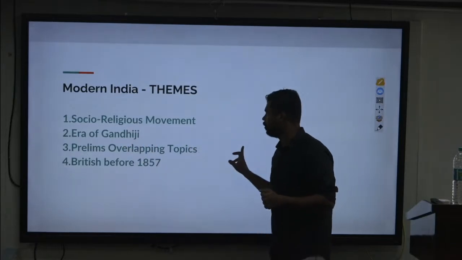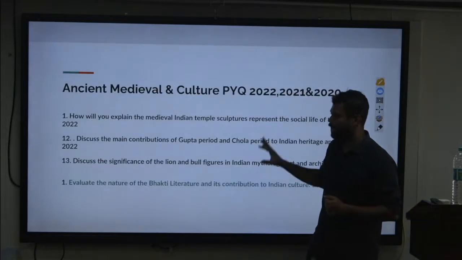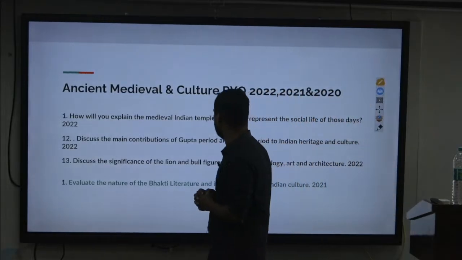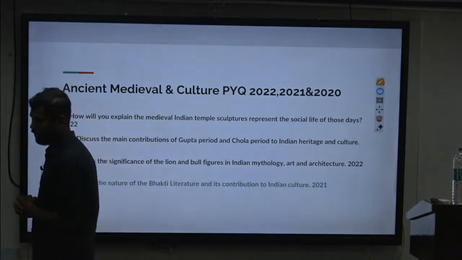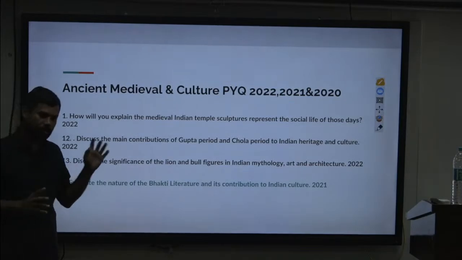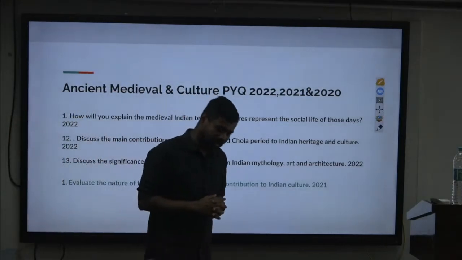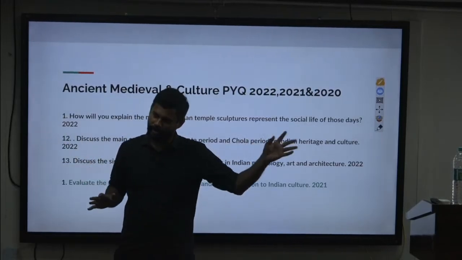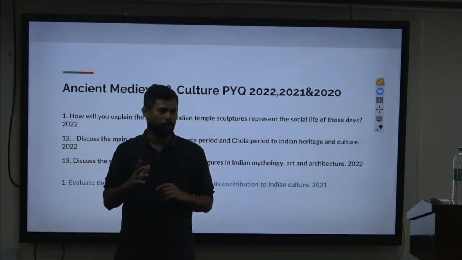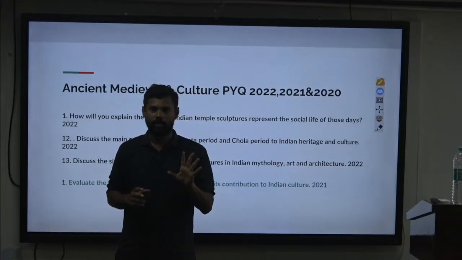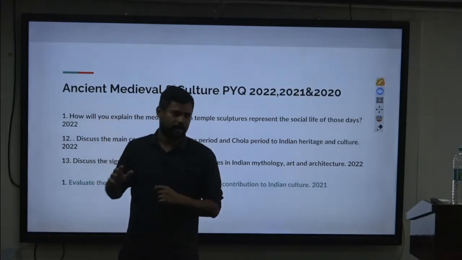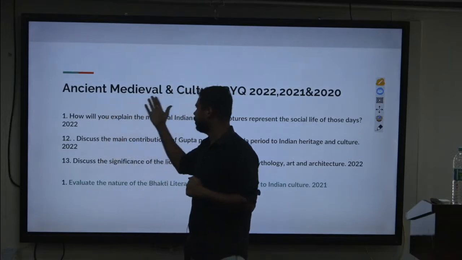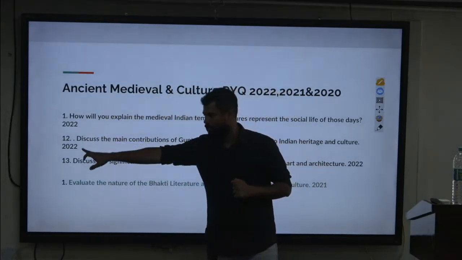So this is modern India. The last is the ancient, medieval, and art and culture. Again, treating this separately is itself wrong. In my class, the approach that I give you, I'll never treat anything as different. From IVC, I go directly to 1947. That is one flow of events. However, for the sake of convenience, we have done this. So let us see how the questions are coming: ancient, medieval, and culture. I put the years here.